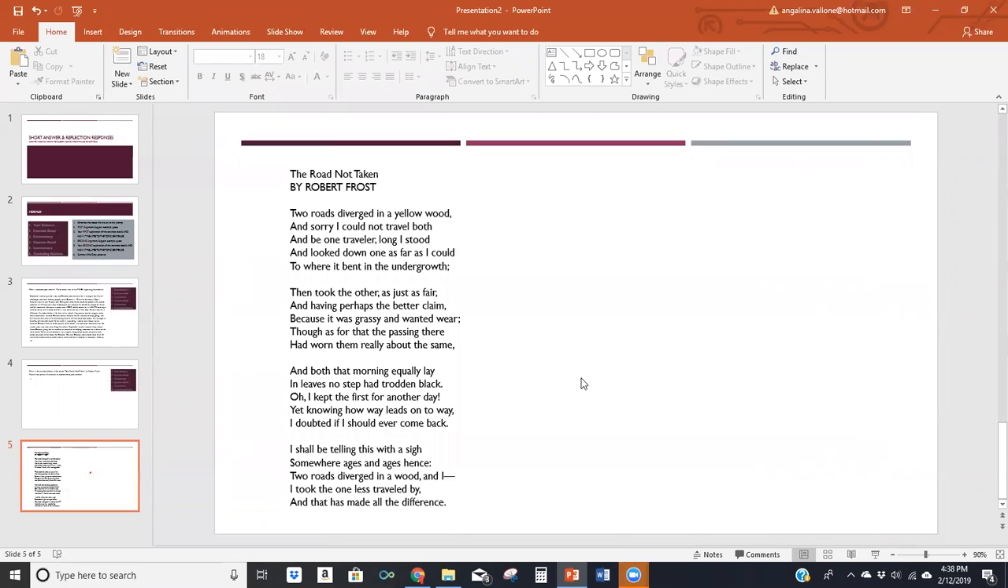Oh, I kept the first for another day. Yet knowing how way leads on to way, I doubted if I should ever come back. I shall be telling this with a sigh somewhere ages and ages hence: two roads diverged in a wood, and I took the one less traveled by, and that has made all the difference.